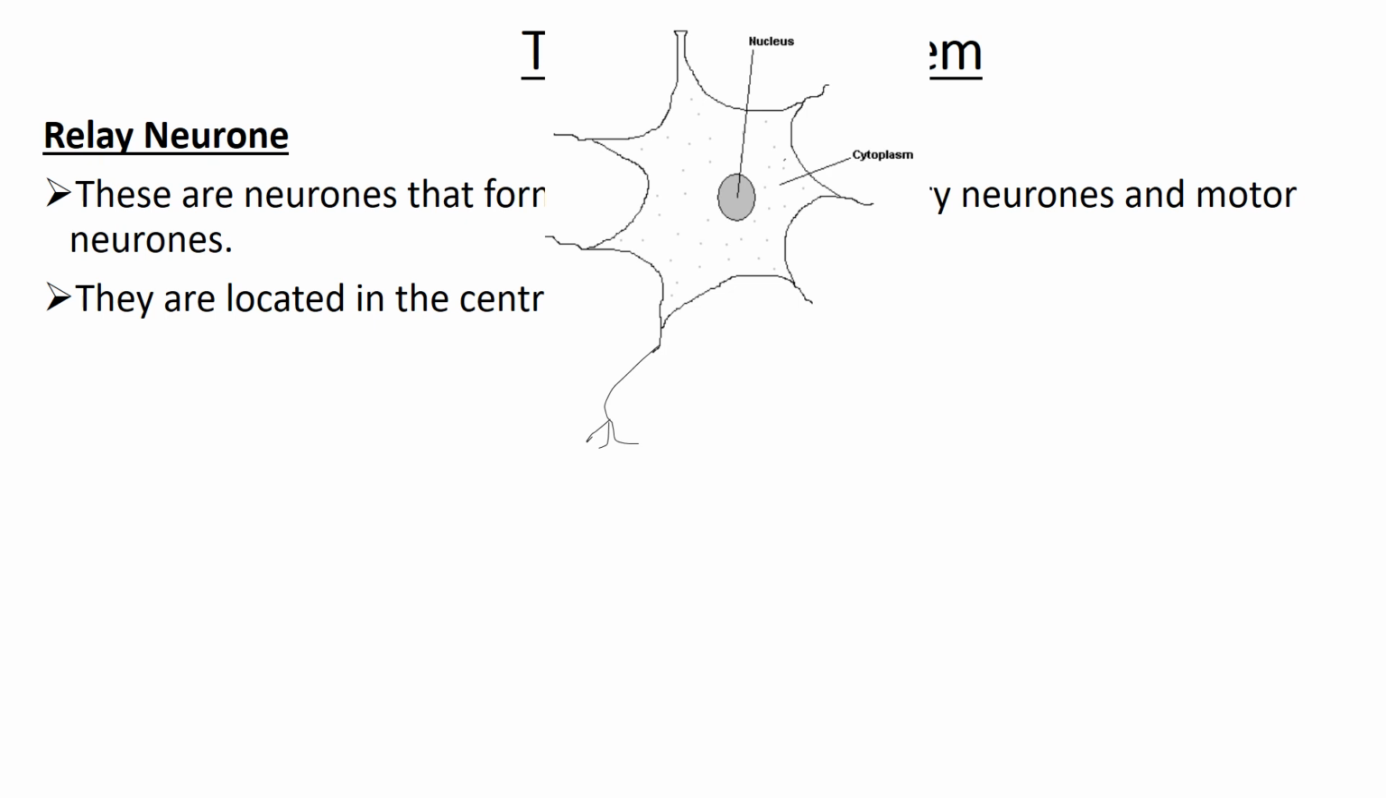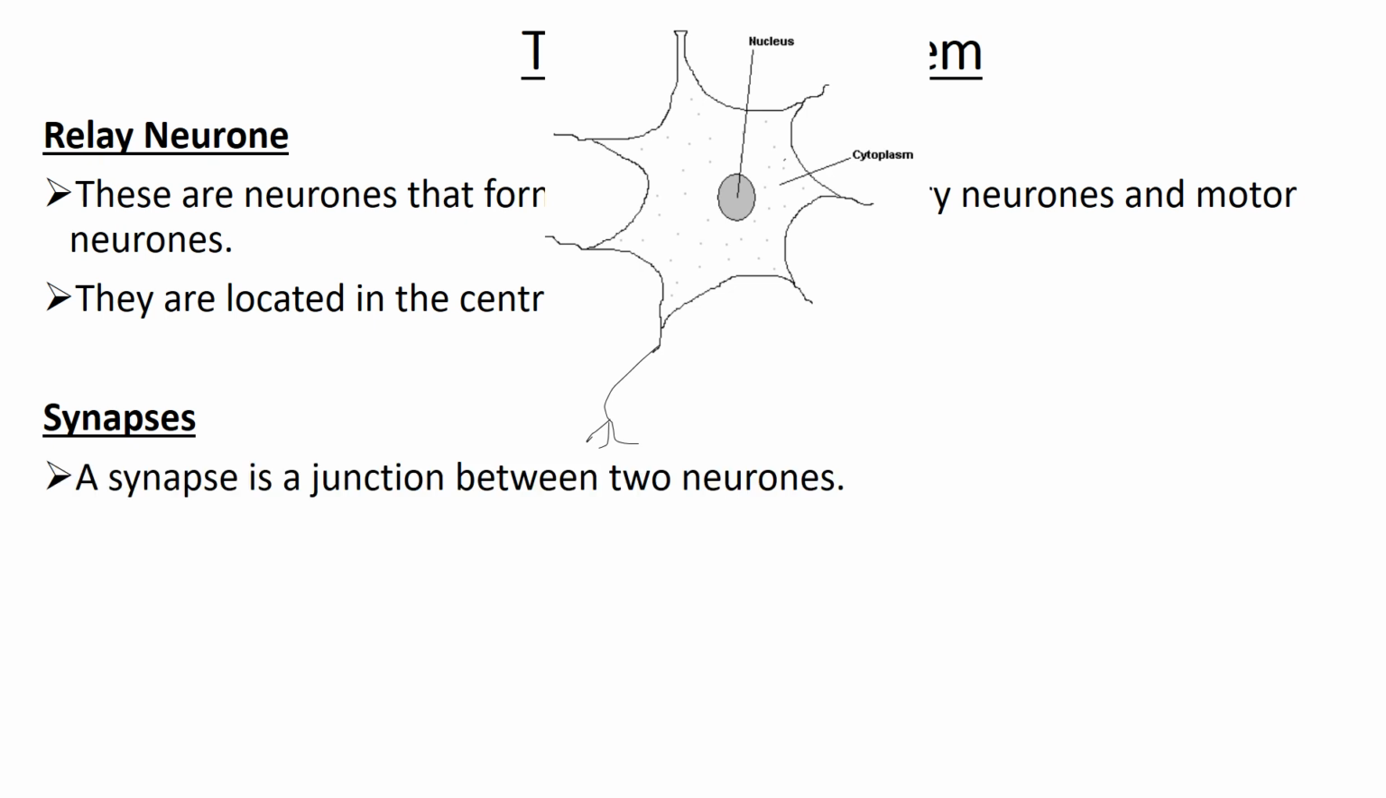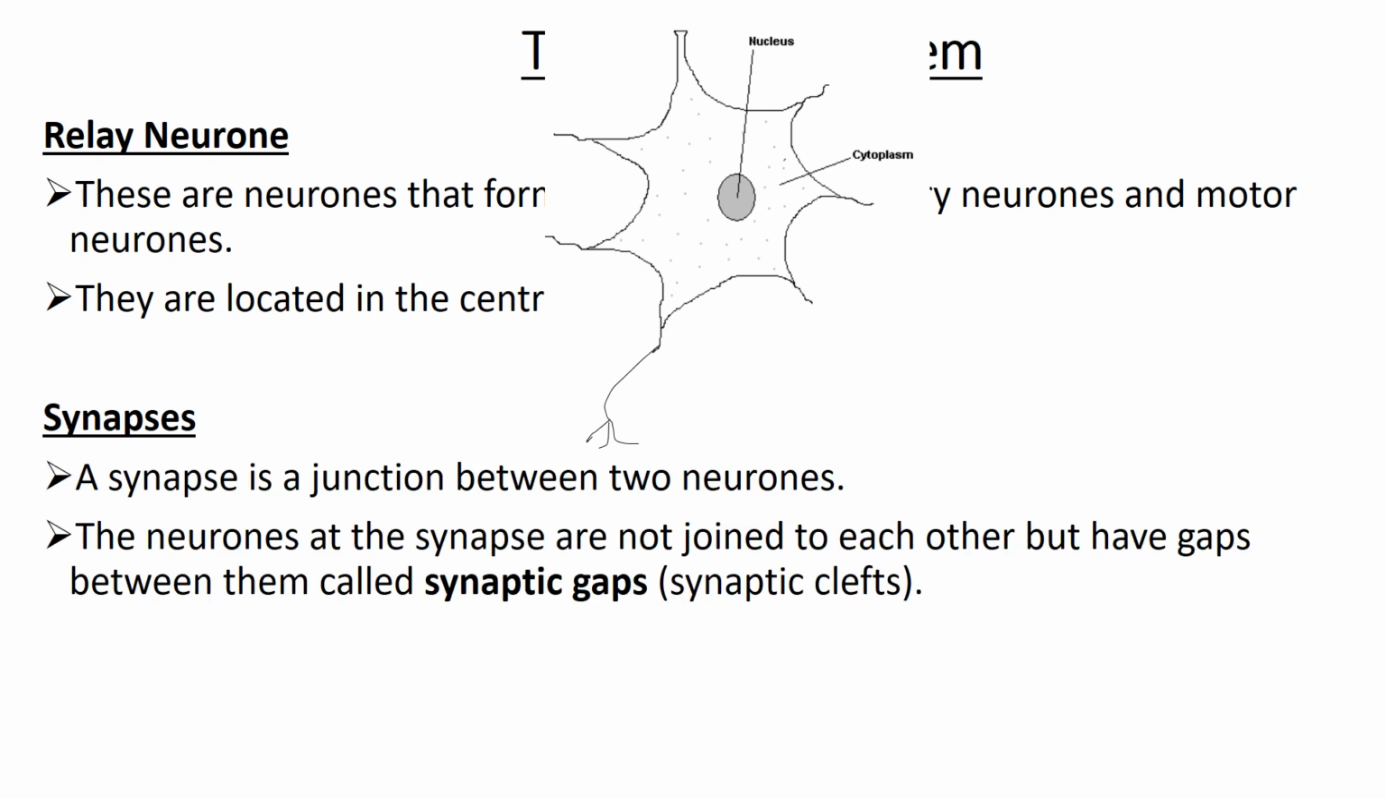The way these cells behave is they are not in direct contact, they have gaps. These gaps have special functions that make sure that information is transferred efficiently from one neuron to another. That gap is called a synapse. So a synapse is a junction between two neurons. The neurons at the synapses are not joined to each other but have gaps between them called synaptic gaps, also called synaptic clefts.